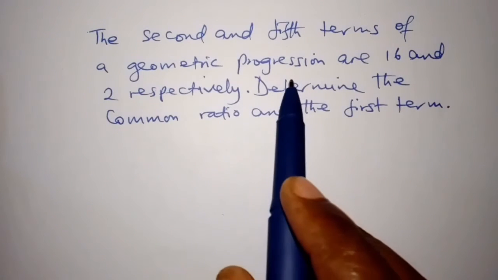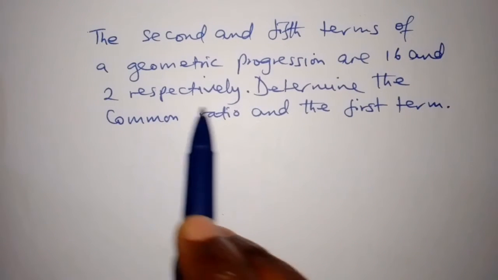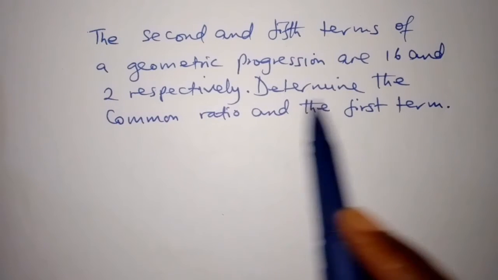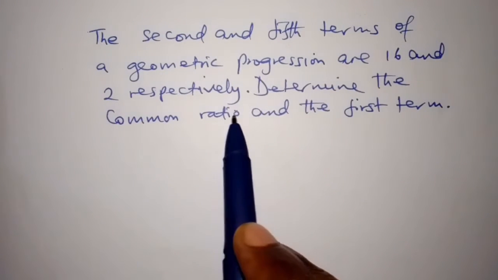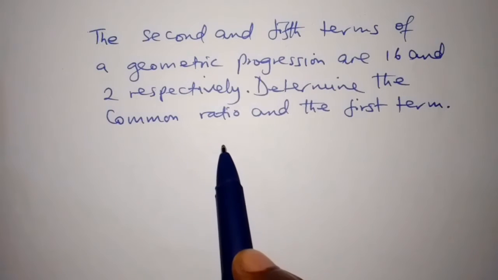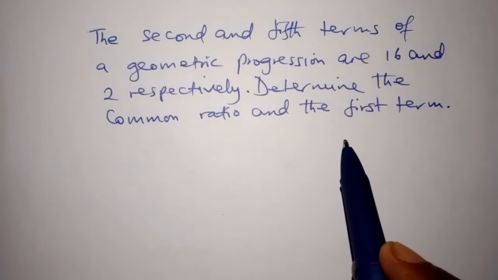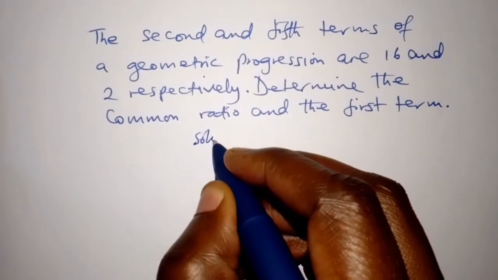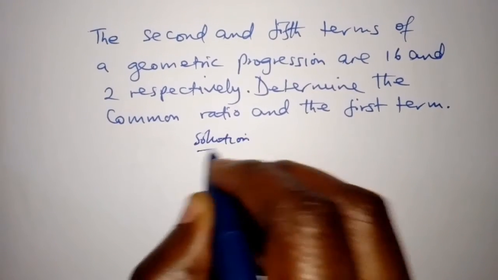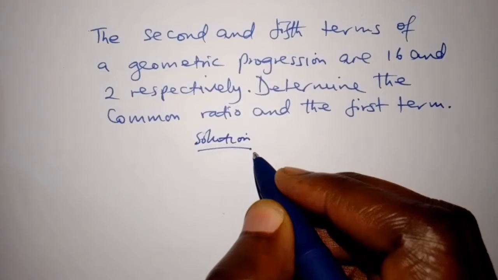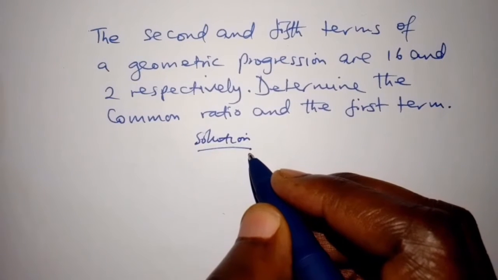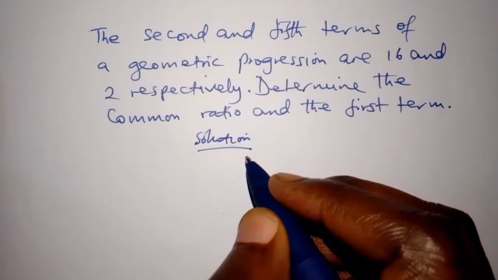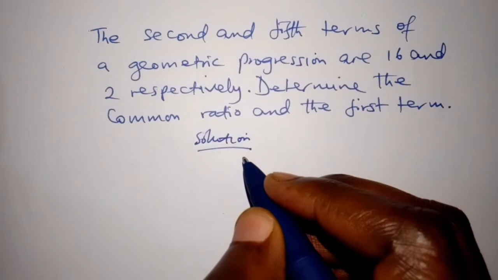The second and fifth terms of a geometric progression are 16 and 2 respectively. Determine the common ratio and the first term. We can apply the formula for geometric progression.